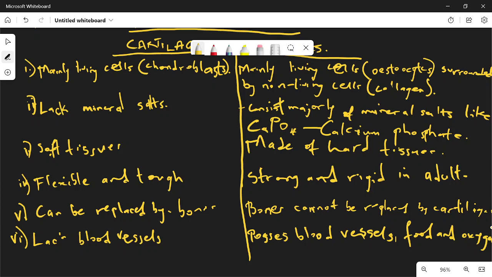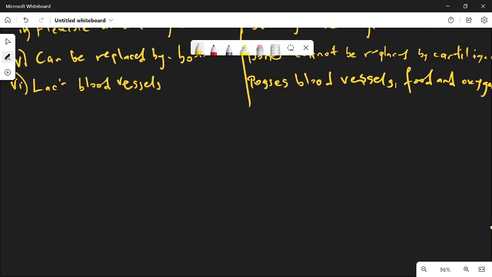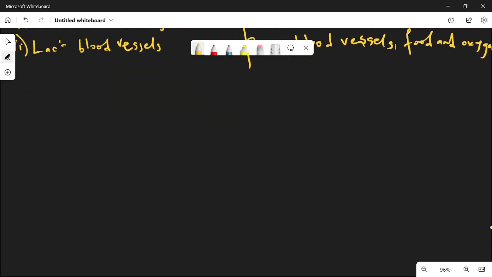So what do you have as the function of the mammalian skeleton now? The function of the skeleton put together. Functions of the skeleton.